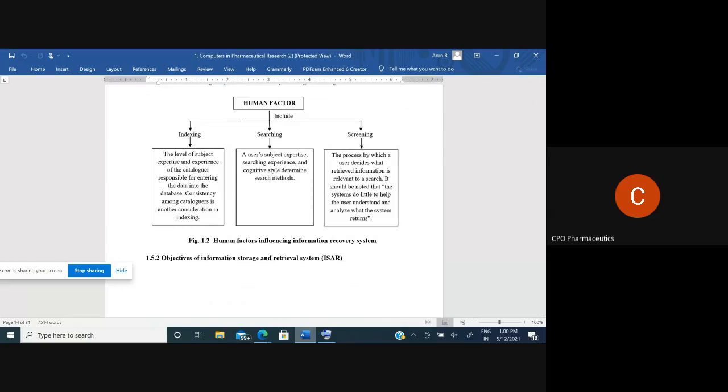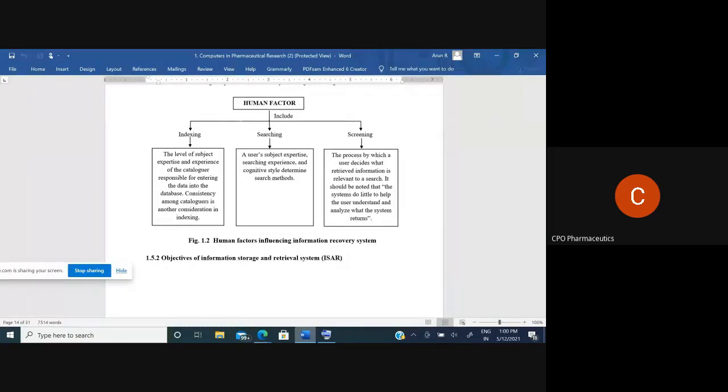Indexing error means that when you give the information, at that time itself you may make an error. Then when you search for information, you can make an error. You may get 10 pieces of information, and out of those you may take two substandard ones. That is again a screening error. So in an information retrieval system, the system can also make errors, and equivalently, we humans can also make errors.